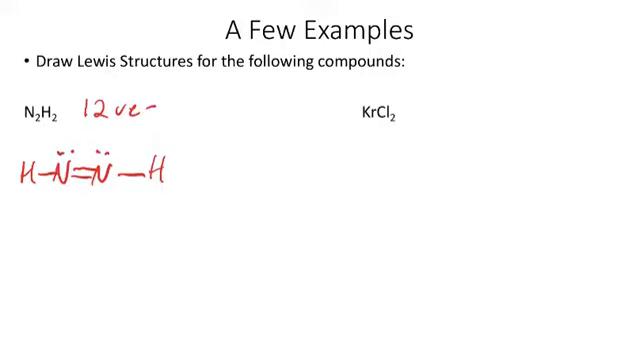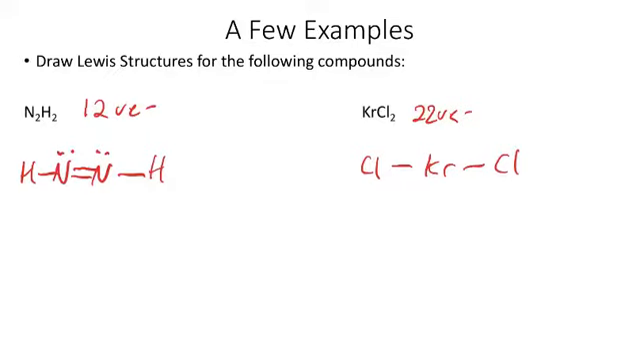KrCl2, krypton dichloride. Chlorine has 7 valence electrons. 7 times 2 is 14, plus 8 is 22. So we have 22 valence electrons. Chlorine is going to be on the exterior here because krypton has an electronegativity of 0. We're going to connect the 3 atoms. That costs us 4 electrons.